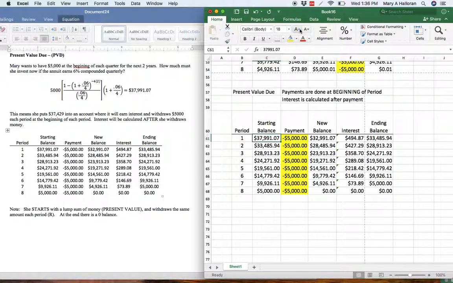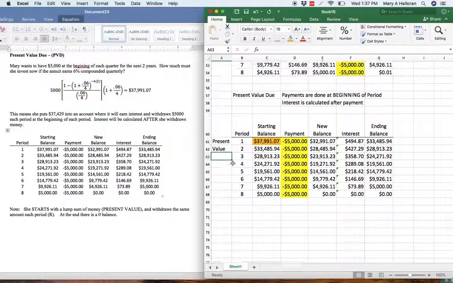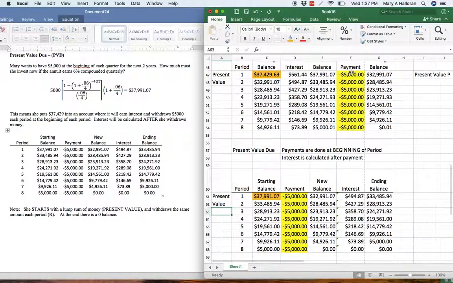I had to start with a big chunk of change, and when I was done, I had nothing. So this is present value, this number right here. So you see with these two, each time 5,000, we start with money, interest is being made, so interest is making the account go up. But then these payments are making the account go down, till we're at the very end, we've got nothing left.